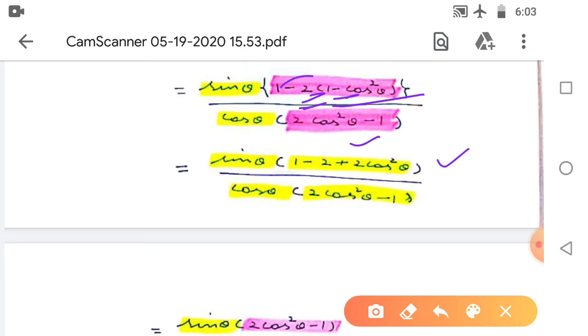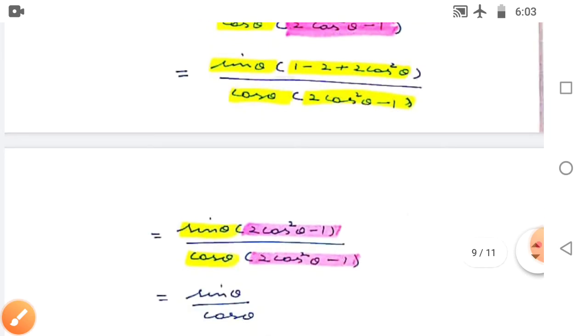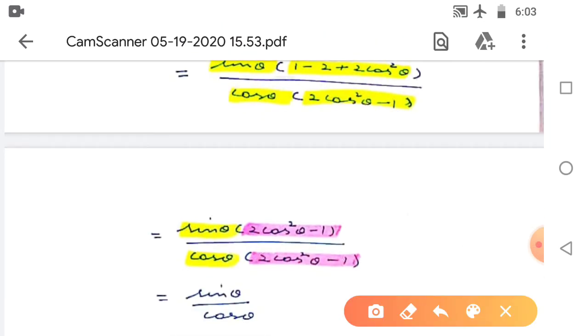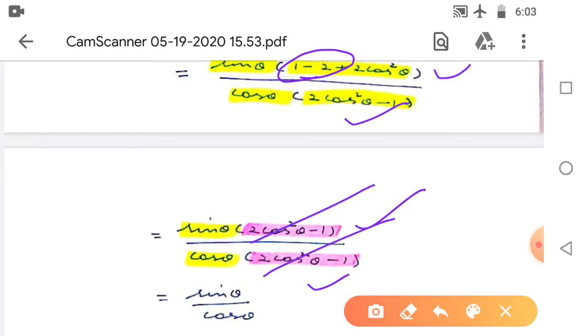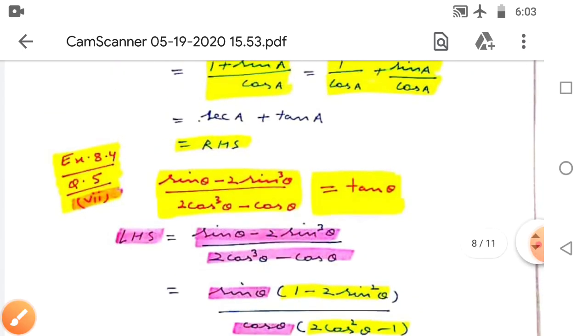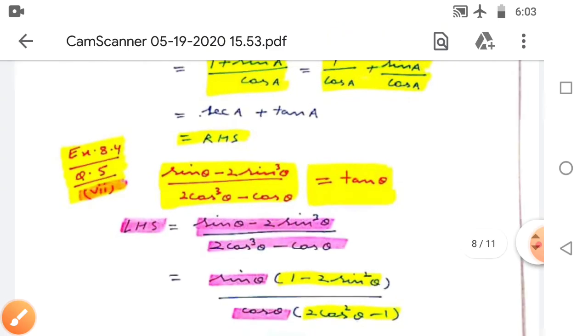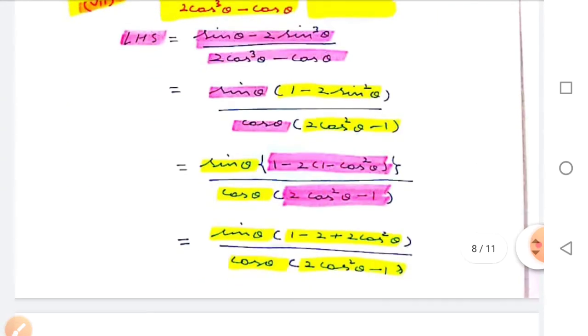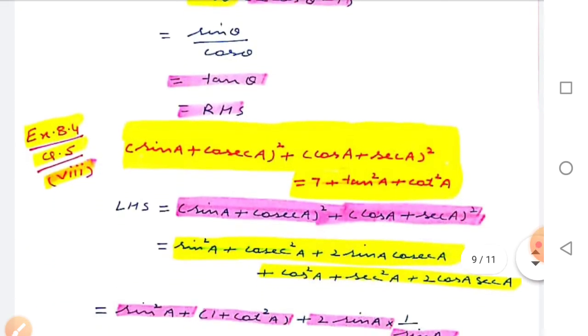So what's happening here? Look at the numerator. 1 minus 2 plus 2 cos square theta becomes what? 2 cos square theta minus 1, since 1 minus 2 is minus 1. So this becomes 2 cos square theta minus 1, and in the denominator we already have 2 cos square theta minus 1. So you are lucky enough. These two are gone, and we are left with sin theta upon cos theta, that is equal to tan theta. Right? Problem solved. Okay, come to the 8th part.